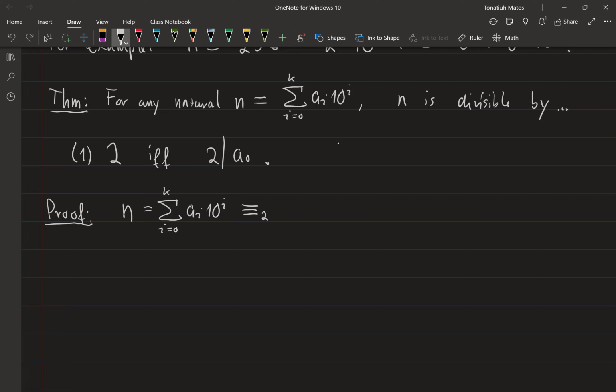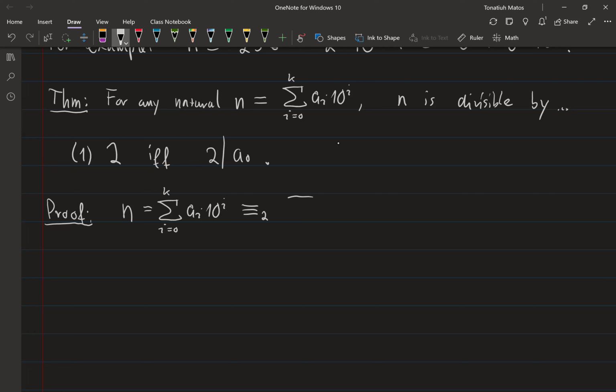So what is 10 mod 2? Well, 10 is an even number, and so is 10 squared and 10 cubed and 10 to the 4th. All powers of 10 bigger than or equal to 10 are even. 10 to the 0, which is 1, is of course odd, so that one does not reduce.